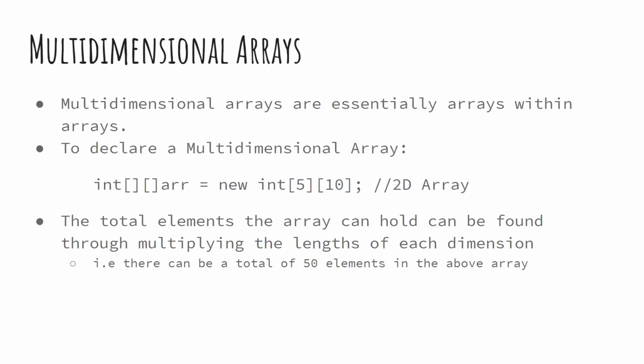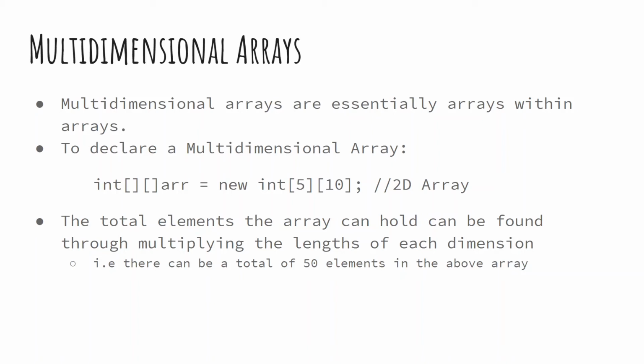Multi-dimensional arrays. So what multi-dimensional arrays are, essentially, are arrays within arrays, or an array of arrays. So to declare a multi-dimensional array, we would first have the data type, and then we would have square brackets. And this pair of square brackets determines the dimensions this array has. For example, in the example, we have int 2 square brackets r equals new int 5 10. So this array is a 2D array. This is because it has 2 pairs of square brackets.